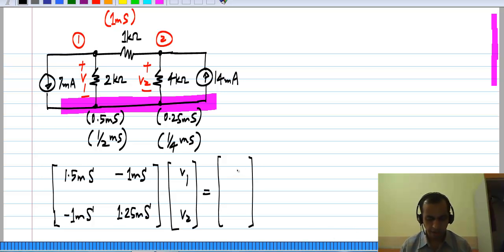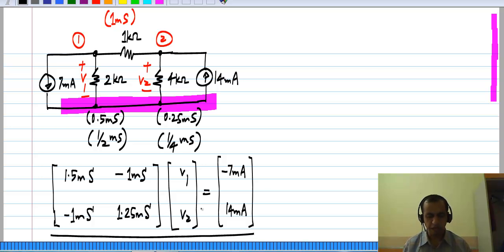And on the right side, we have the vector of currents being pushed into nodes 1 and 2. What is being pushed into node 1 is minus 7 milliampere because 7 milliampere is being drawn out of it. So, this is minus 7 milliampere. And what is being pushed into node 2 is plus 14 milliampere. Okay. And we have to solve this, right?